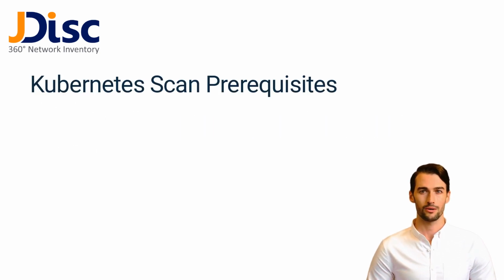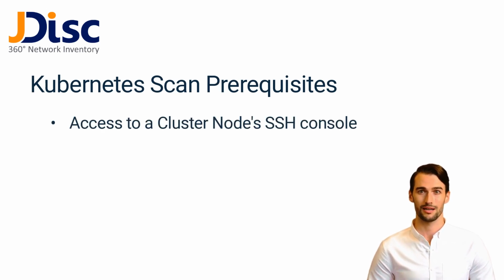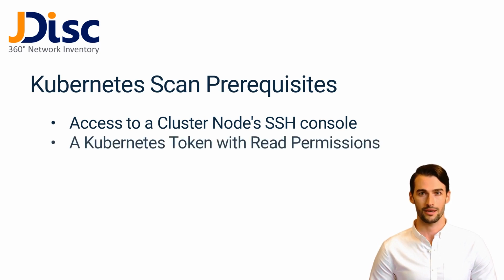So what is actually required to scan a Kubernetes cluster successfully? First, we need access to a cluster node's SSH console. Why do we need it? Actually, we are looking for Kubernetes processes, and if we don't find any Kubernetes processes, then we don't trigger the scan. Secondly, we need a Kubernetes token with read permissions in order to access the Kubernetes API and extract detailed information from the cluster.